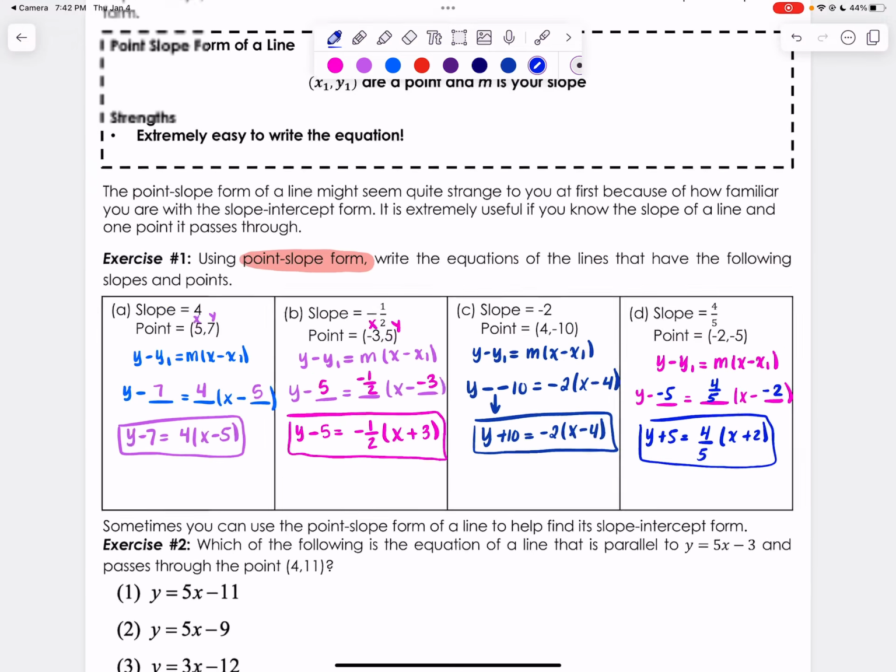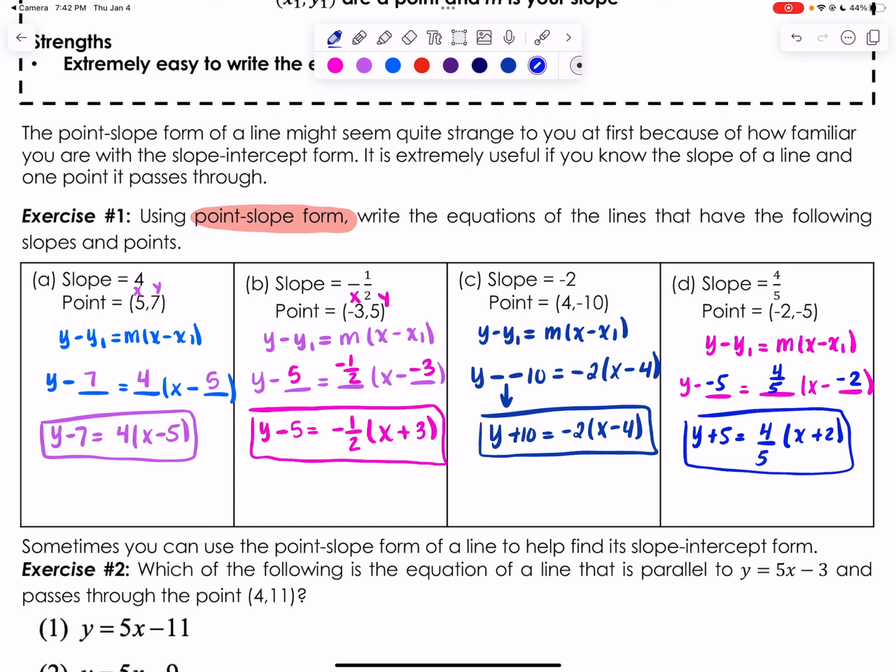Now, if you want, just think of it this way. Whenever you're plugging into point slope for your point, you're basically just doing the opposite.